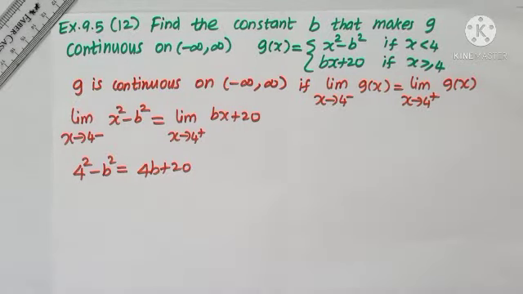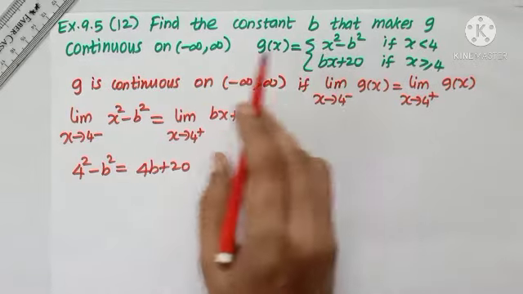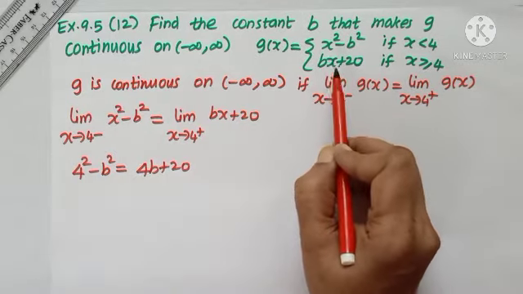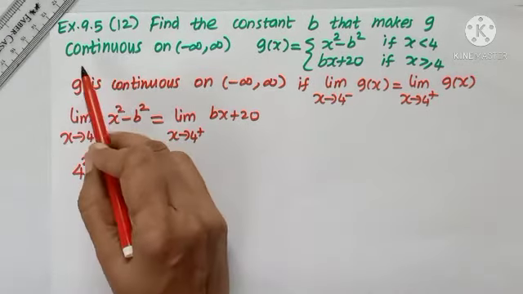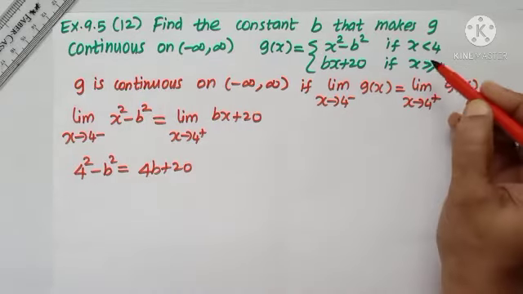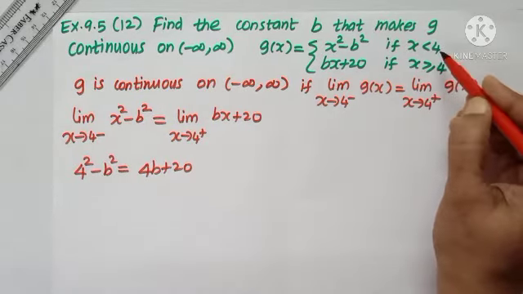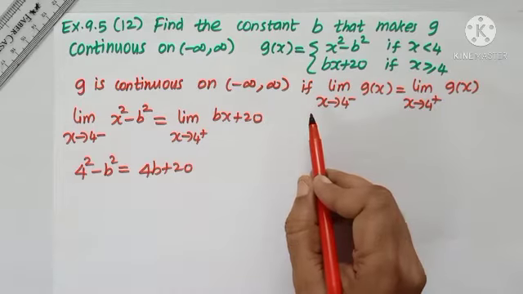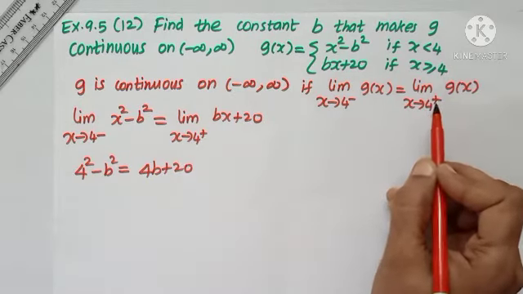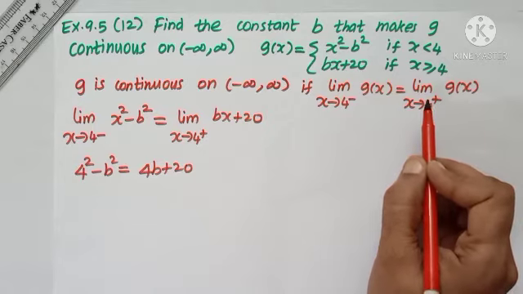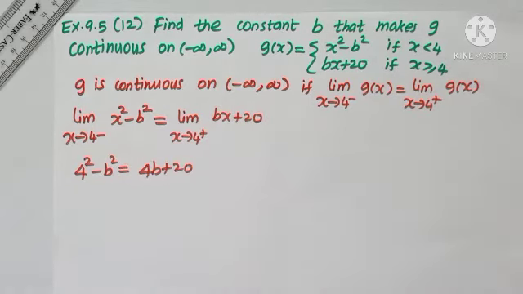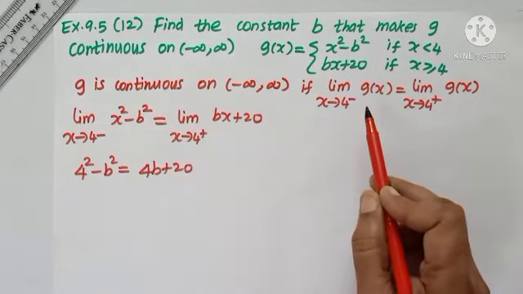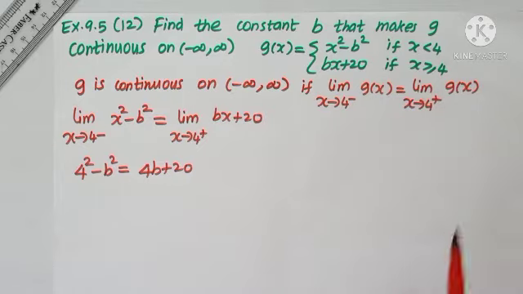Exercise 9.5, question number 12. Find the constant b that makes g continuous on minus infinity, infinity. Given g of x, whenever we declare g is a continuous function, the problematic number is 4. So we need to check the left limit, the right limit. Obviously, continuity implies left limit and right limit are equal and limit should exist for continuity to be there. Because it is mentioned continuous, let us declare left limit is equal to right limit.